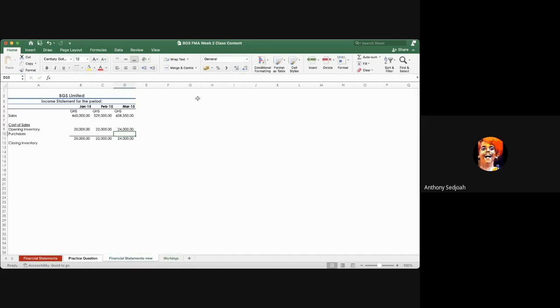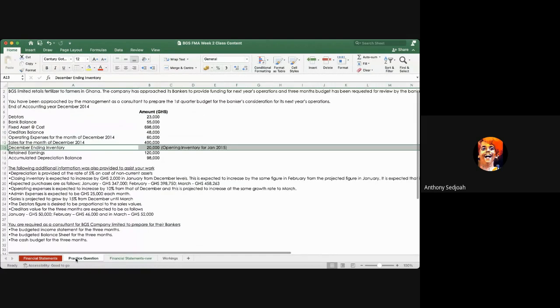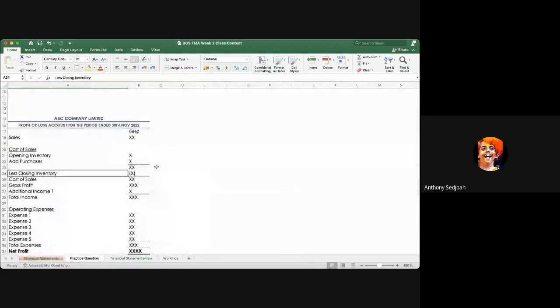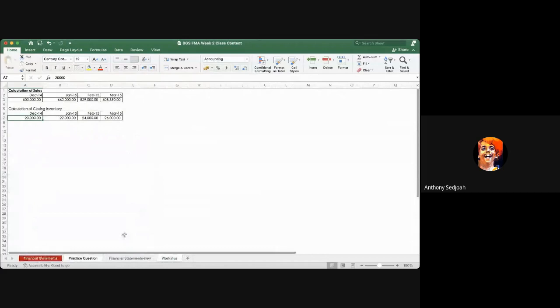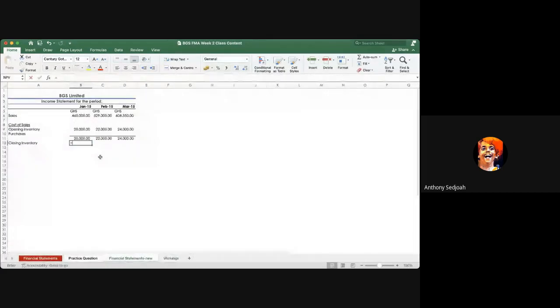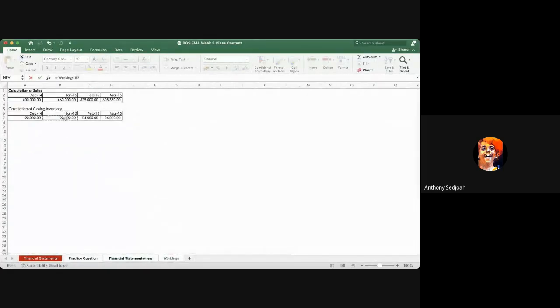Any questions so far? Okay. Now let me bring my closing inventories over here. For the closing inventory, let's go to the format. The format says we are going to less it. We are going to subtract our closing inventory. So in inputting the amount, I'll put a negative sign there to show that it's a subtraction. Closing for January is 22,000.